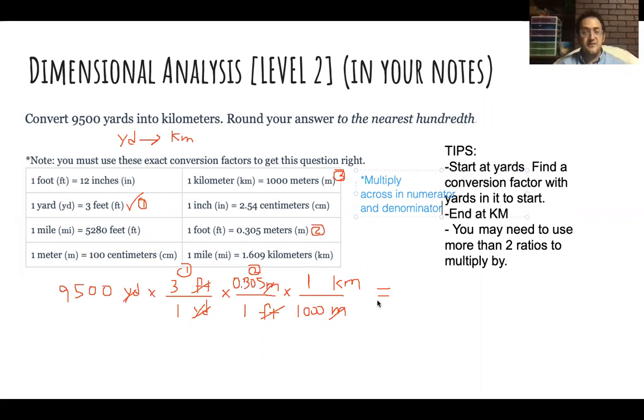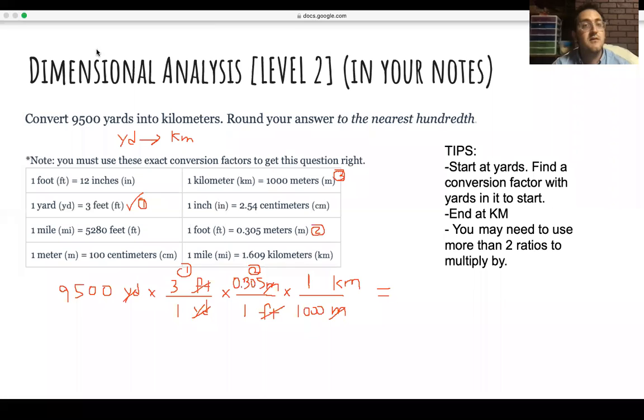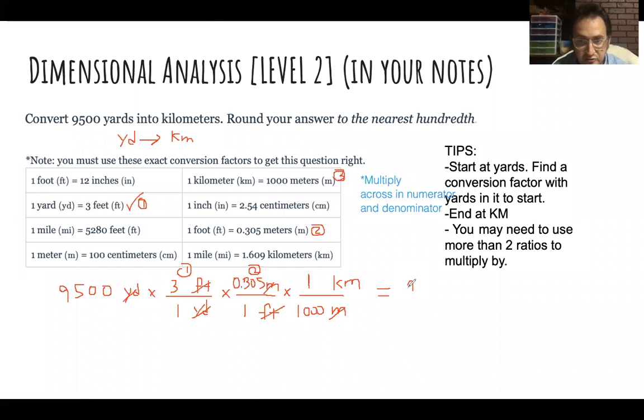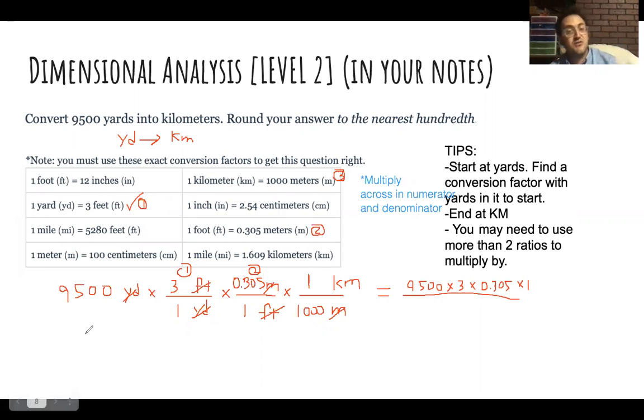And I'm going to do on the top, 9,500 times 3 times 0.305 times 1. All that in the numerator. And then in the denominator, all what I have when I multiply across is just the 1,000. And then I'm just going to let the calculator take care of the rest.